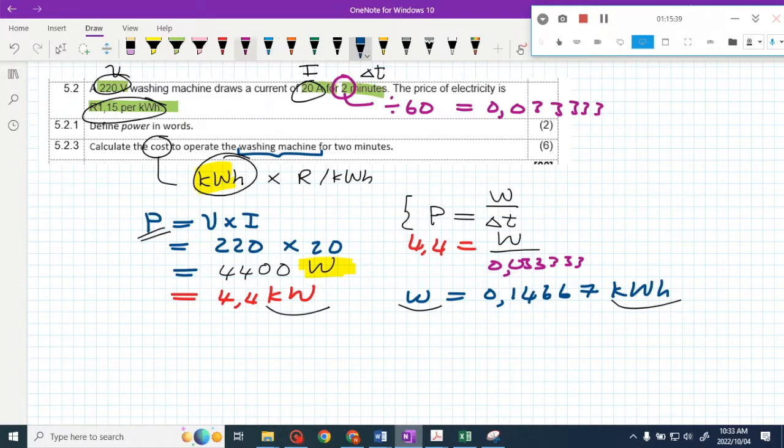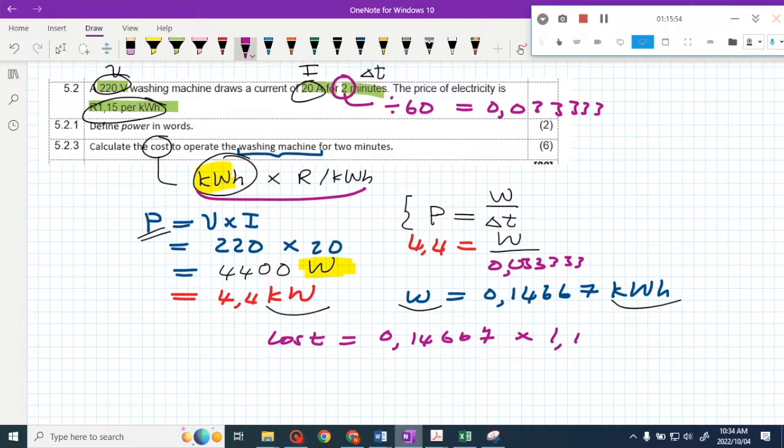Now to calculate the cost, I can simply say the energy in kilowatt hours multiplied by the tariff is going to be 0,14667 multiplied by 1 rand 15 cents. And in the end, what is the price? So we're going to make it 17. It's 17 cents to let this washing machine run for 2 minutes. That is the price. They don't always ask you to calculate the cost, but it is required. So that is why I went over this.